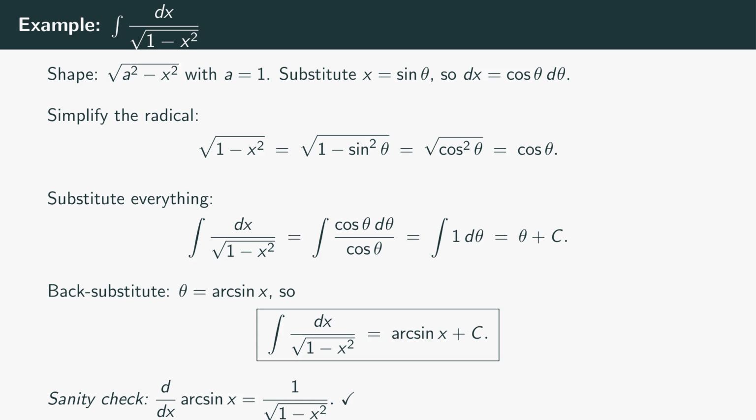The derivative of arcsine of x is 1 over the square root of 1 minus x squared. Integrating, going the other way, gives back arcsine of x. Trig sub just derived that with no appeal to the inverse function rule. The square root vanished under the identity, the integral became trivial, and arcsine fell out as the answer.